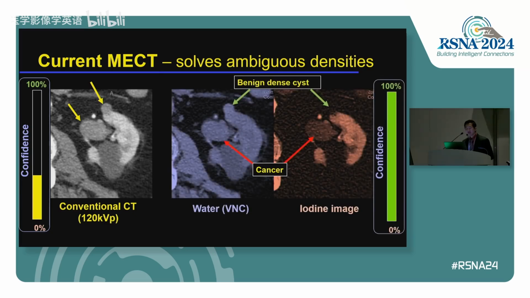With the regular CT, it will be very ambiguous which one's a real tumor, which one's not, if anyone is real at all. But with the iodine image, we can see that the renal pelvis lesion is clearly enhancing, and the renal cyst is not enhancing.